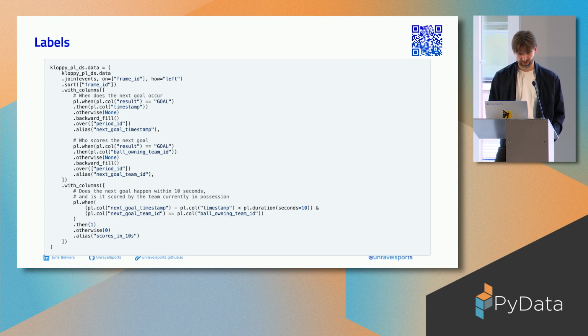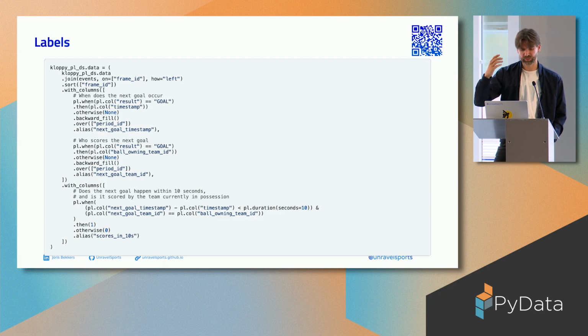Might be a bit messy, but you can see we join the events on frame ID. Because we do this on an individual game, we don't have to specify game ID or anything like that. Then we sort it by frame ID, make sure that everything is in order. And so this is where, in the with columns, we first try to find the row that is specific to a goal. And then we grab that timestamp so we know when a goal happened, and then we backfill that timestamp all the way until the previous goal. So we know for each row the time that the next goal is going to happen.